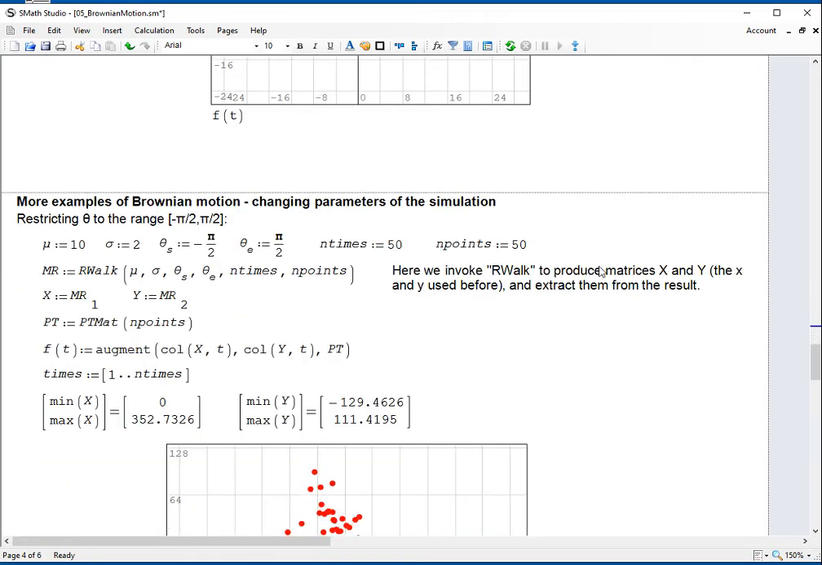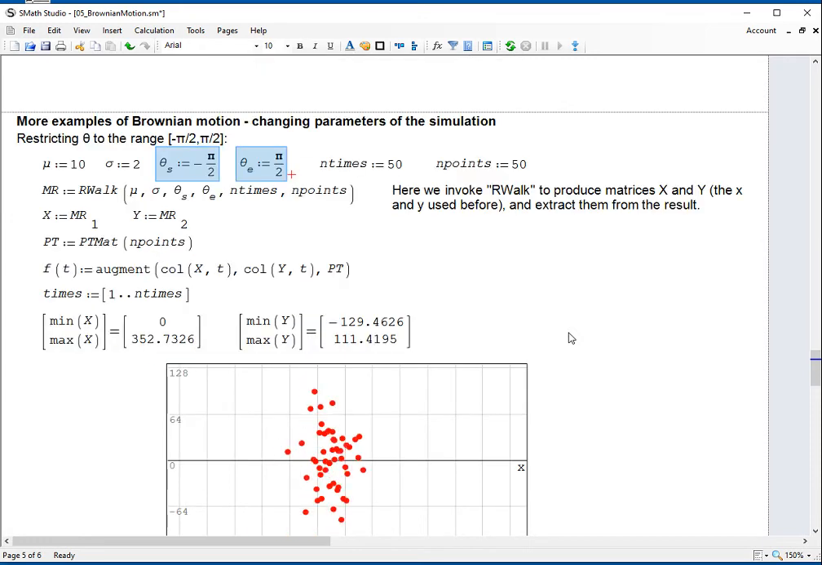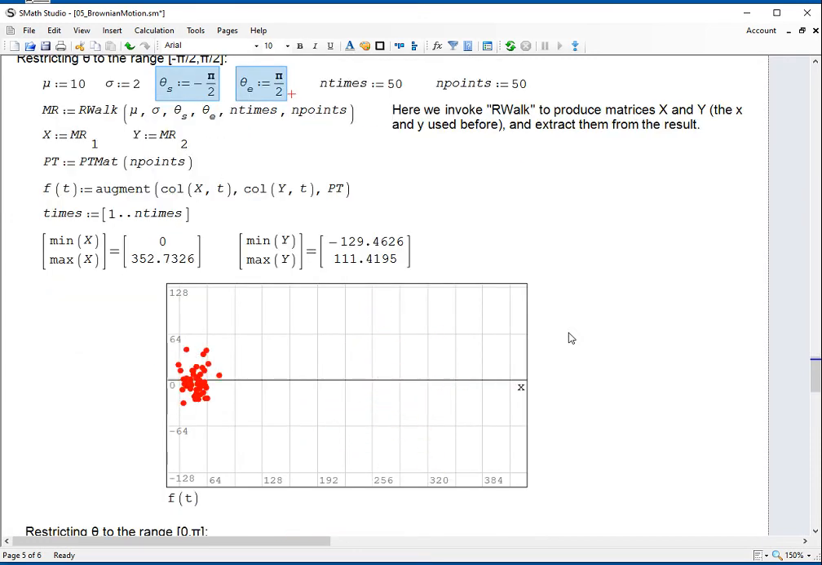Another thing I did here is change the directions. Instead of going from 0 to 2 pi, that's the entire circle, we're going to go from minus pi over 2 to pi over 2. So basically, we're on the right side of the plane. In that case, you can see that the particles start moving away from the origin, from the y equals 0, but they are moving to the right only because they are limited to that half side of the plane.